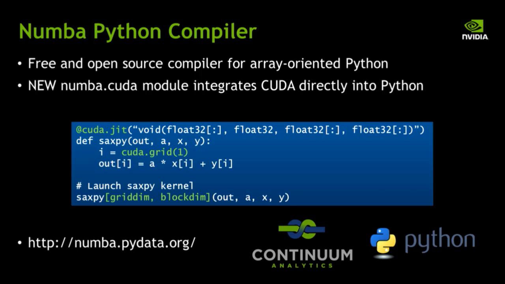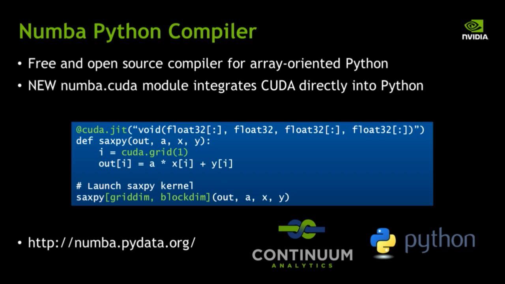Another very popular language is Python. I think Python's popular because it's very high level and productive, with an expressive but very understandable syntax, and it has a batteries-included set of libraries, as well as very popular libraries like NumPy. Numba is an open source compiler for array-oriented Python that's sponsored by Continuum Analytics, and they do a lot of the work on it.